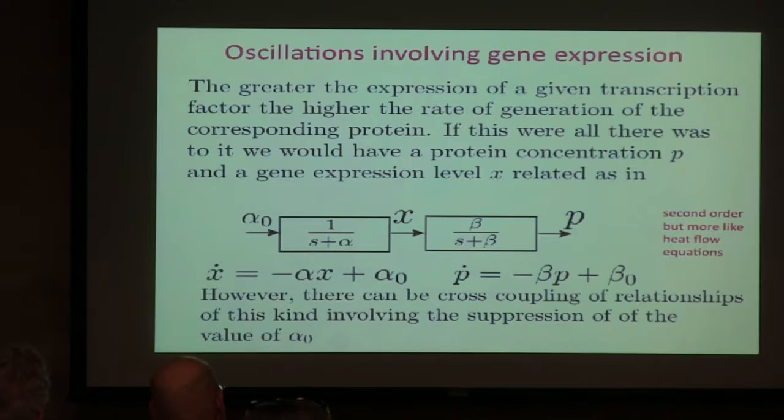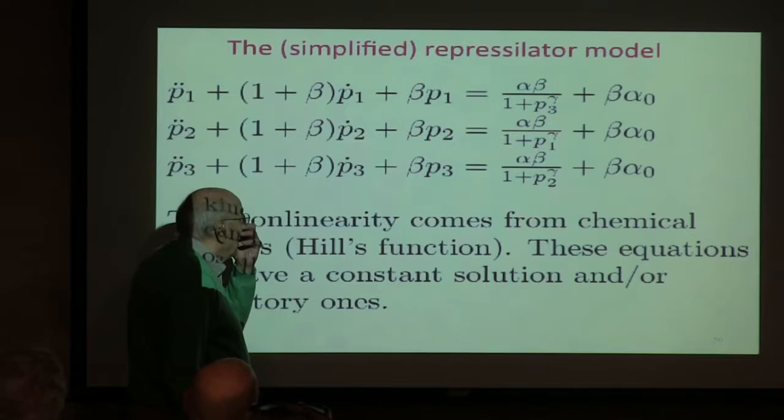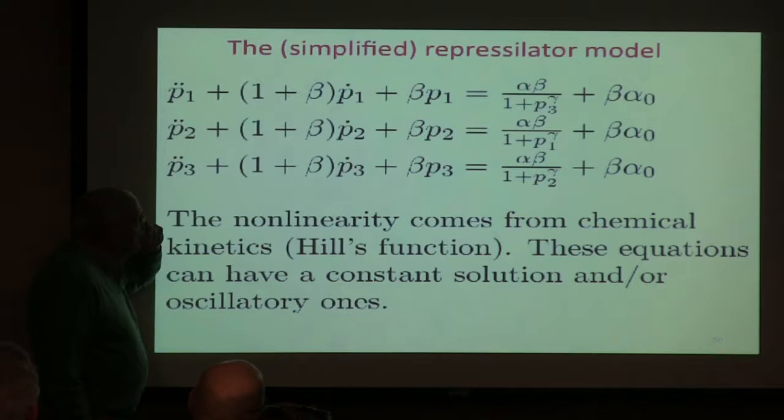Okay, so, Elowitz and Leibler, in around 2000, put together a story about how you can make oscillations of this kind, and showed that it was biologically relevant by actually building an artificial biological system that oscillated. And the equations that I've written up here, I will explain a little bit.